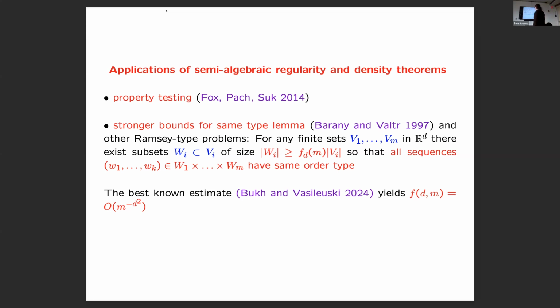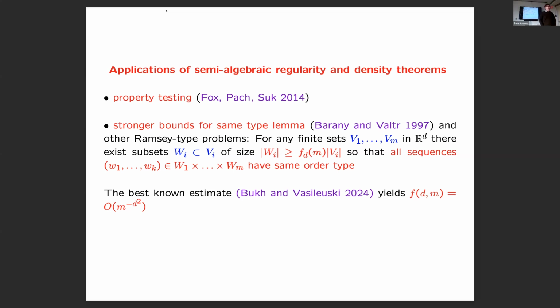So if you have n point sets, suppose m is fixed, then you have large subsets so that if you look at all the sequences of one point from each subset, then your order type stays invariant. And it is used to establish nice bounds for variants of the Erdős–Szekeres theorem.